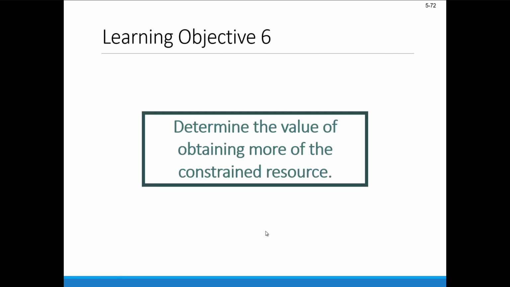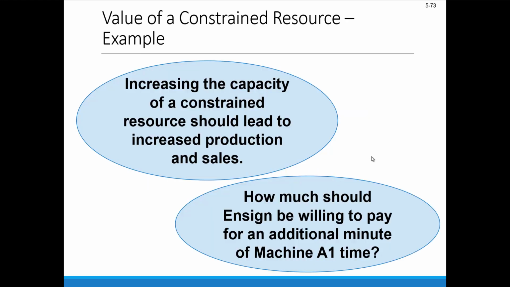And that brings us to learning objective 6, closely related. We want to determine the value of obtaining more of the constrained resource. So increasing the capacity of any of these constrained resources should lead to increased production and sales and profits. So the question becomes, how much should Ensign be willing to pay for an additional minute of machine A1 time from our previous example with Ensign?